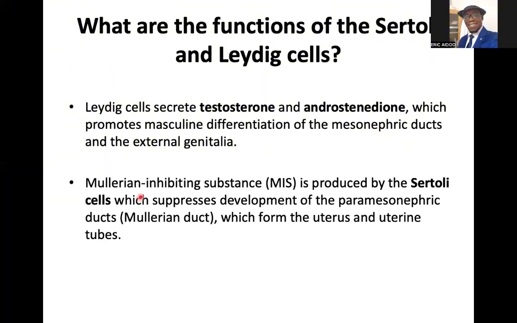So the Mullerian inhibiting substance is produced by the Sertoli cells. Okay, as the name implies, Mullerian is for the female. So you are trying to inhibit the Mullerian duct from forming by producing the Mullerian inhibiting substance, MIS. And this suppresses development of the paramesonephric duct, also known as the Mullerian duct. So now you see why Wolffian male is a wolf can help you to remember that Mullerian is always linked to the female paramesonephric duct. So the Mullerian duct or paramesonephric duct, as we see in the female reproductive system lecture, is going to form the uterus and uterine tubes.